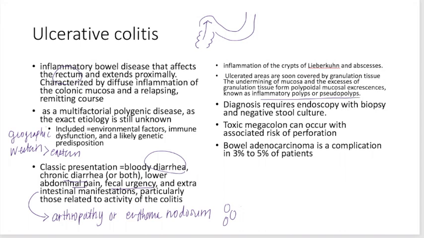Diagnosis does require endoscopy with biopsy and then negative stool culture to rule out any other situations that may cause the bloody diarrhea. Toxic megacolon can be associated with risk of perforation. Bowel adenocarcinoma is a complication in about 3 to 5% of the patients.